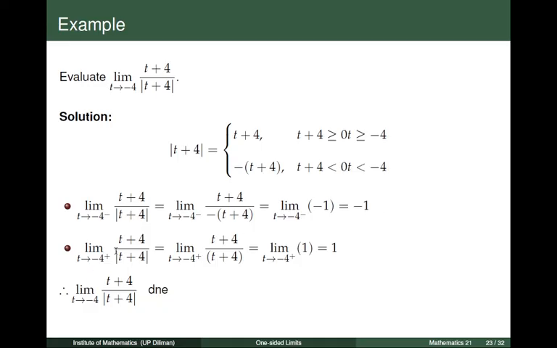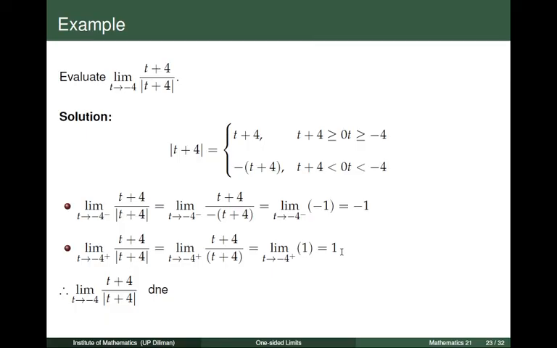Now let us look at the other one-sided limit. So we want to consider the limit of t plus 4 divided by the absolute value of t plus 4 as t tends to negative 4 from the right side. That means that t is greater than negative 4. And in this case, the expression inside the absolute value sign is positive. So we can simply drop the absolute value sign. And so we will get t plus 4 divided by t plus 4. So for this expression, we get the quotient equal to 1. And so taking the limit of 1, we get 1.